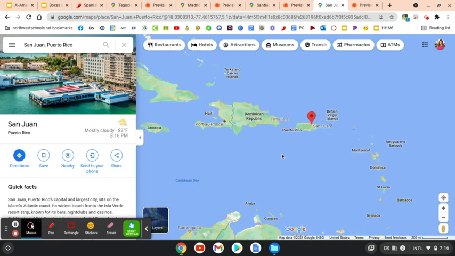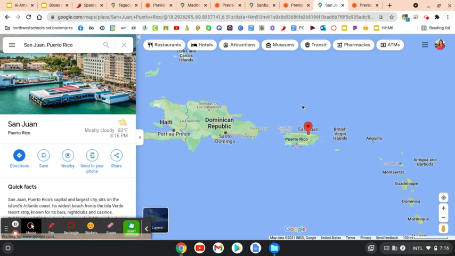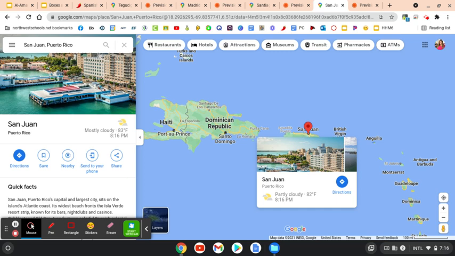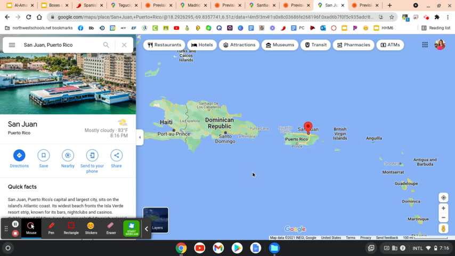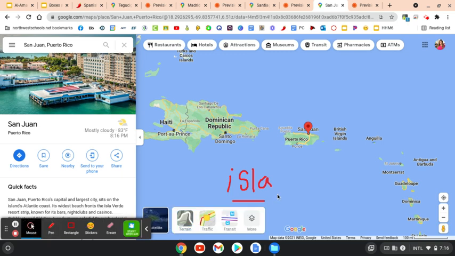Clase, Puerto Rico es diferente. This is different. Okay. San Juan es la capital de Puerto Rico. Y Puerto Rico es una isla. Okay, that's way better than my very first time I tried to write with that. San Juan es la capital de Puerto Rico y Puerto Rico es una isla. That means island. Puerto Rico es una isla en el Caribe.